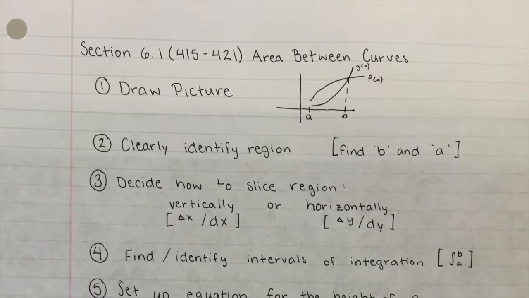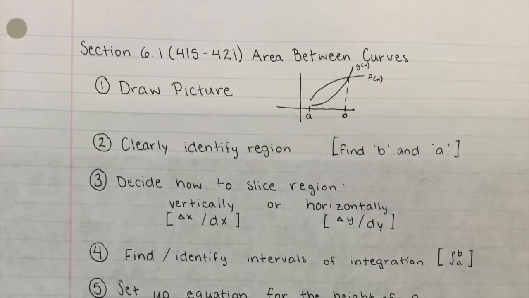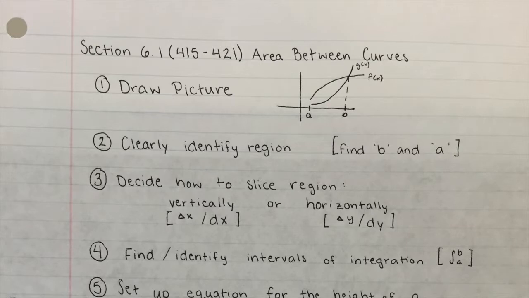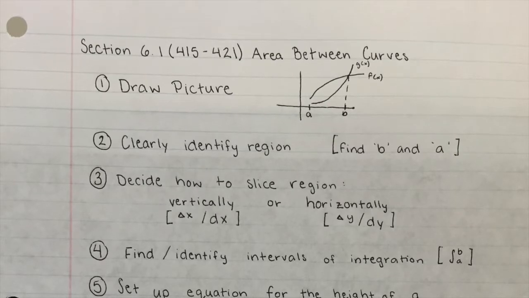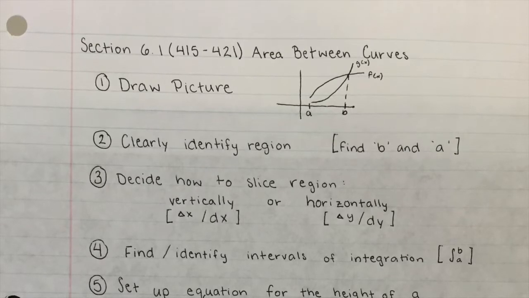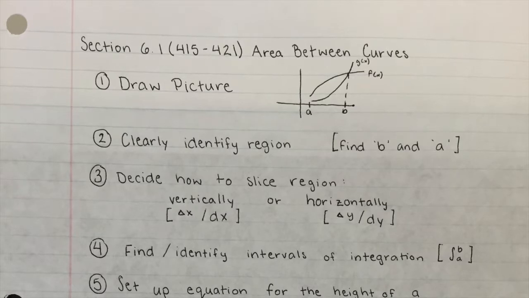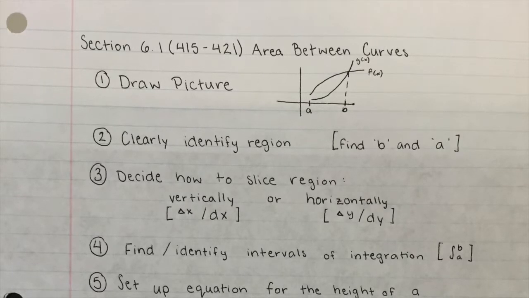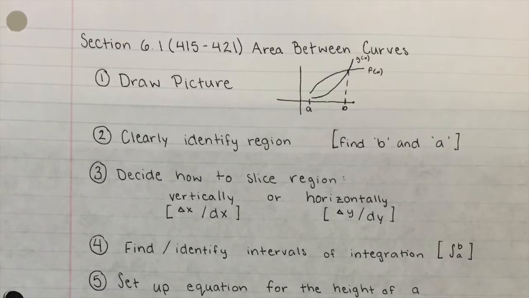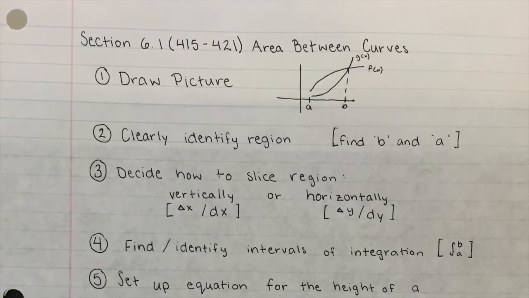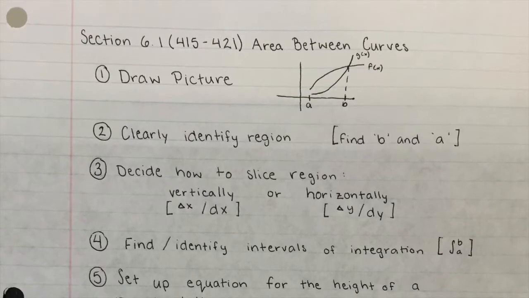Section 6.1 is area between curves. So the first step is to draw a picture of the section that they give you. So the two equations they give you, graph those. The second is to clearly identify your region, where you're going to be integrating.